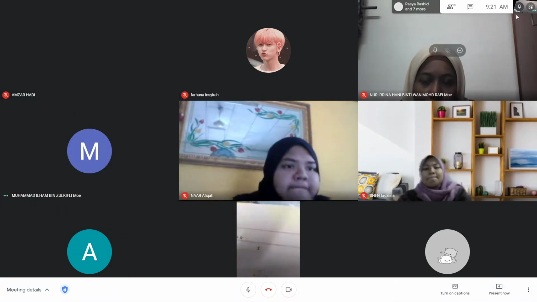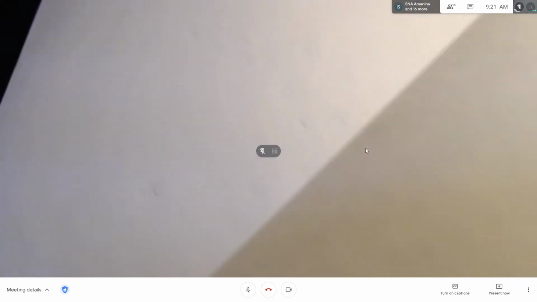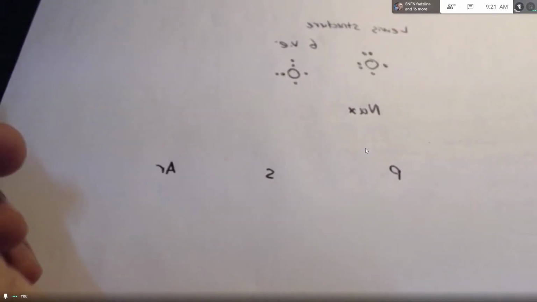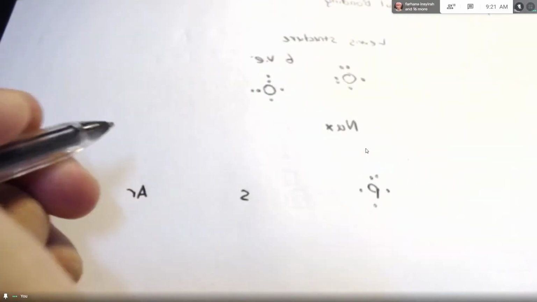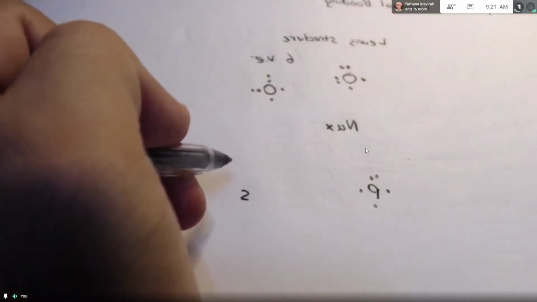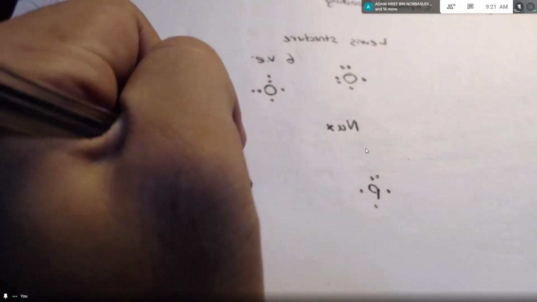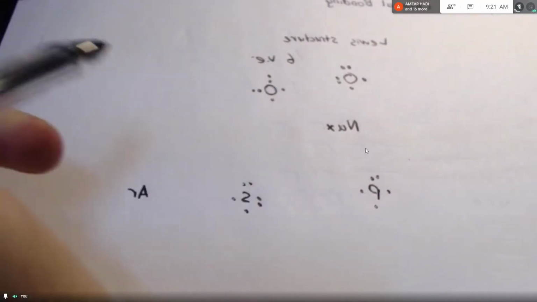Hamzah pun bagus. Okay, apa yang saya tunjuk, you guys buat macam tadi. Phosphorus ada 5 kan? So, this is good, and sulfur ada berapa? Ada 6. 1, 2, 3, 4, 5, 6. Okay, this is good and this is good. You just guna satu. You can use dot or crosses.